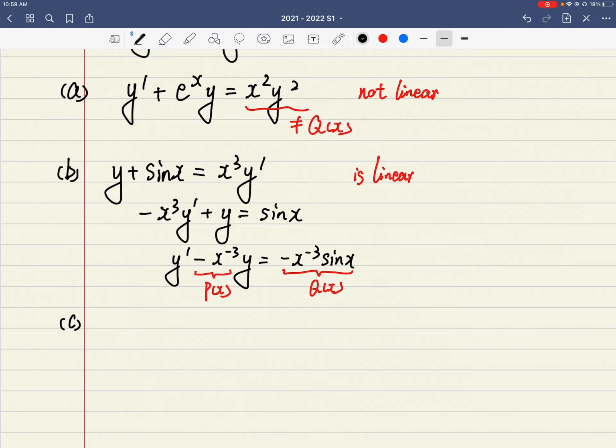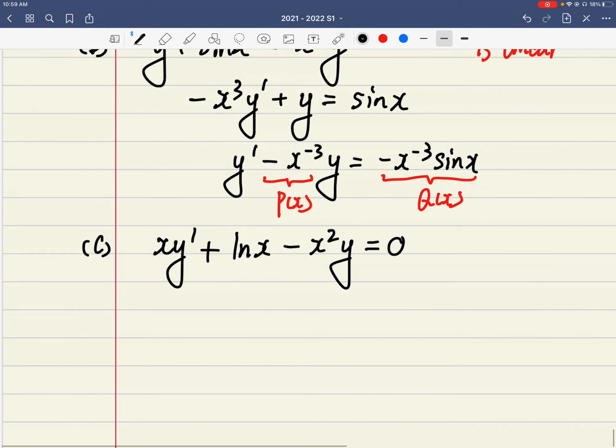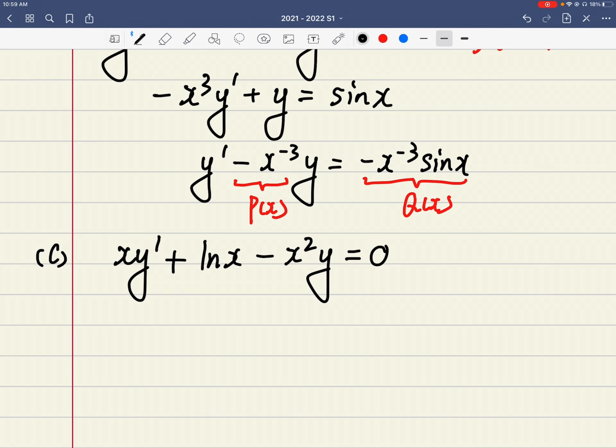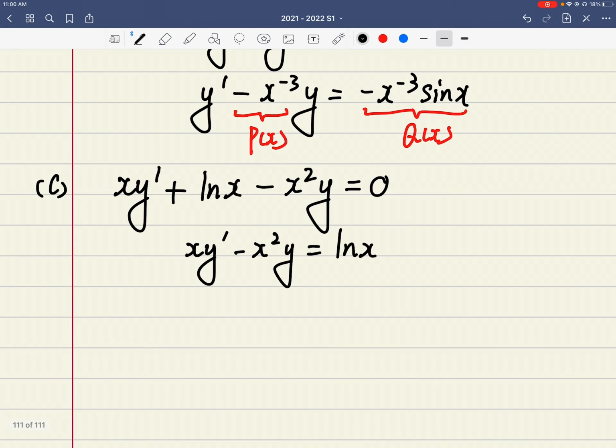And for part C, do the same thing. Okay, x times y's derivative plus ln x minus x squared y is 0. So again, first you move everything without y to the right-hand side. So just x times y's derivative minus x squared y is equal to negative ln x. Then you divide both sides by x. So it's y's derivative minus xy is equal to negative ln x over x.